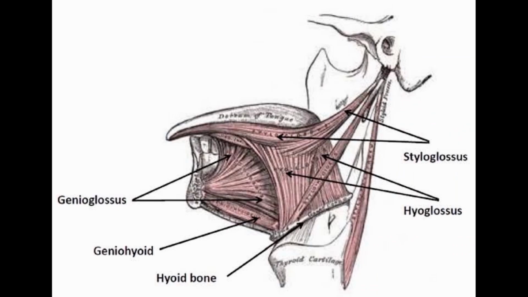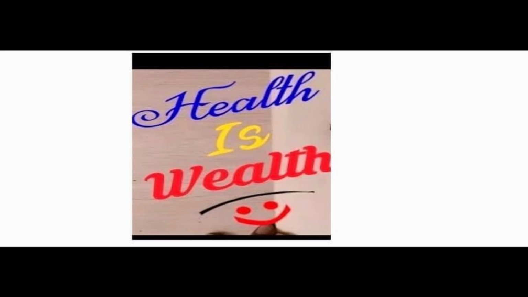So these all are the muscles of the tongue: styloglossus, genioglossus, hyoglossus, palatoglossus, that connect the tongue to the mandible by the genioglossus, the hyoid bone via the hyoglossus, the styloid process via the styloglossus and the palate via the palatoglossus. So these all are the extrinsic muscles of the tongue.